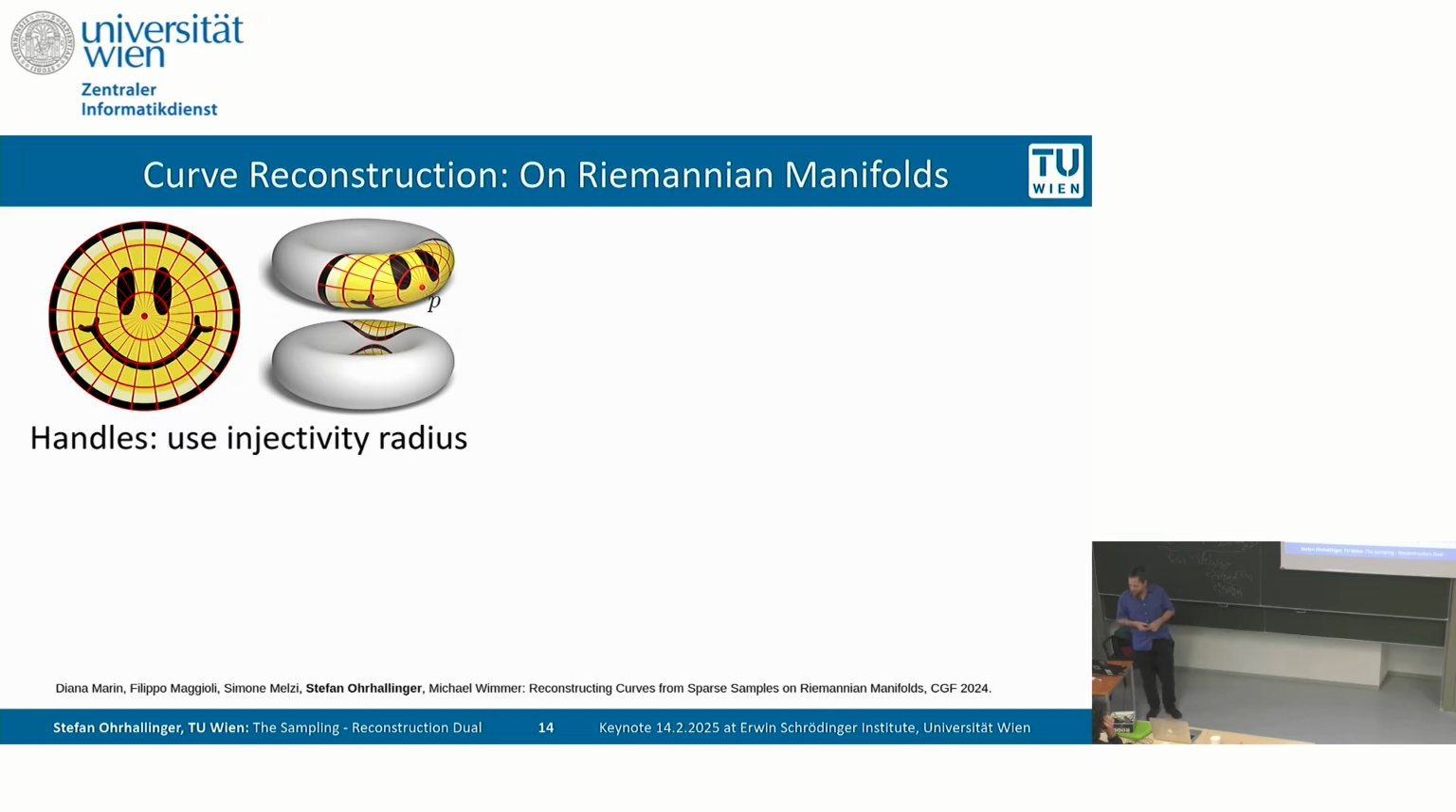Then we get all kinds of problems because Euclidean distance doesn't work anymore. We need geodesic distances along the surface. And since objects may have handles, like these tori, we cannot use a notion of inside-outside anymore that we use for curves. So we use the notion of injectivity radius. Intuitively, we have a point P, and this is the region where the injectivity holds if you map it to a planar domain. And we can use this for the curve reconstruction.